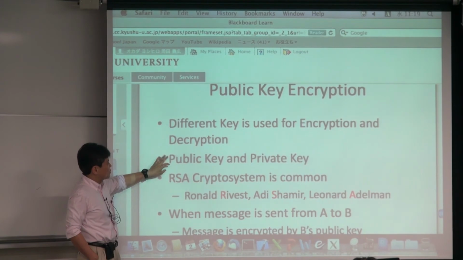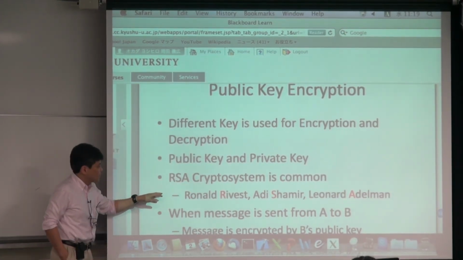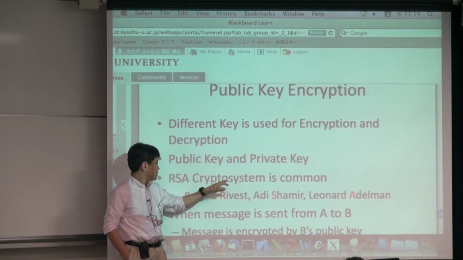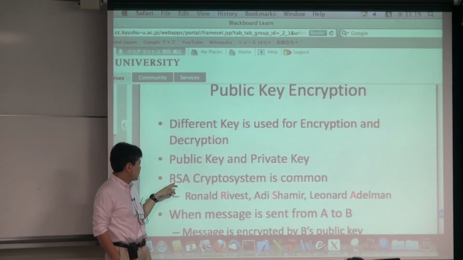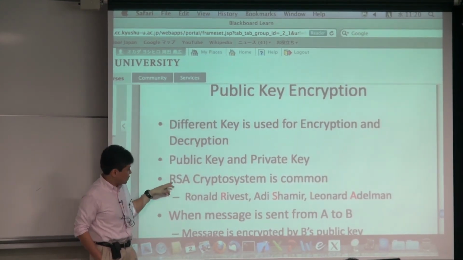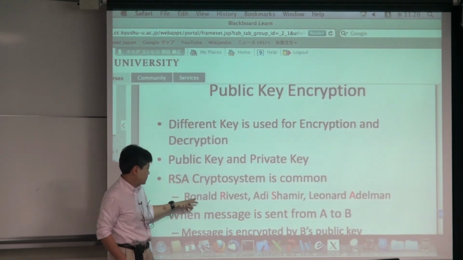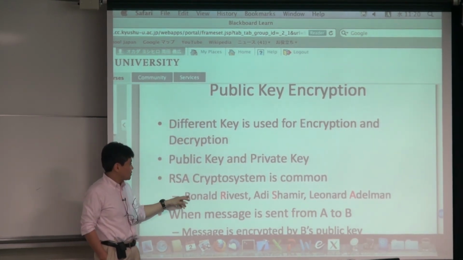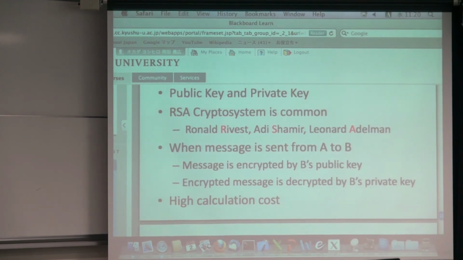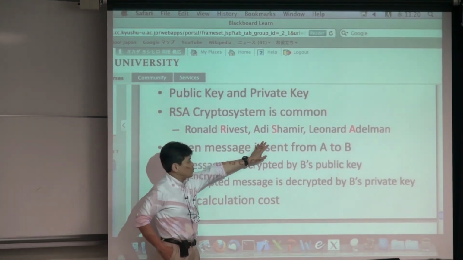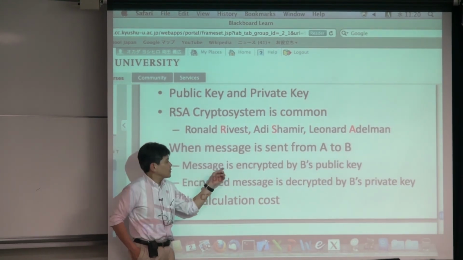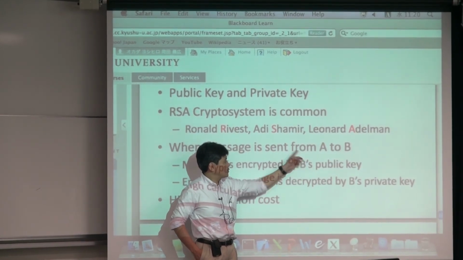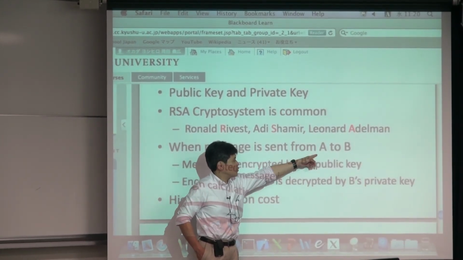So there are two types of keys: public key and private key. For actual crypto systems, an encryption algorithm, RSA, is used. This is the initial letters of the names of some researchers. Okay. So, for example, when a message is sent from A to B, this message is encrypted by B's public key before sending, by A's PC.